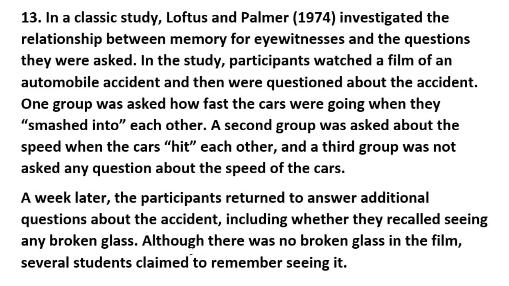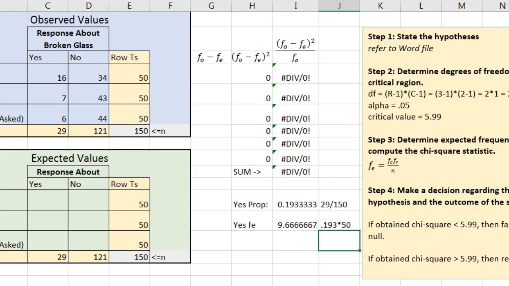Alright, so here is our second independent variable, or our second variable that we're concerned with, is the number of people that claim to see glass when in fact there was no glass. By the way, I have read this study, and it is very fascinating, and typically Loftus gets cited in studies where they are questioning eyewitness testimony. Anyway, so let's turn to the table of data.